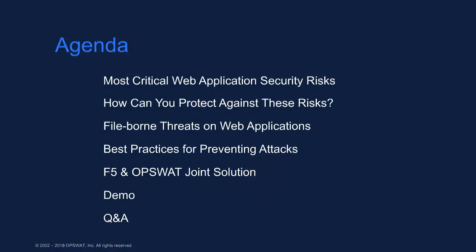So when we look at our agenda, we're going to talk about a few things with regards to web application security. We're going to talk about the most critical web application security risks, a little bit about the OWASP Top 10. Hopefully you guys are familiar with that, and if not, we'll bring it up to date. We'll talk about how you can protect against these risks. In particular, we want to talk about file-borne threats on web applications. We'll go through some best practices for preventing these attacks.